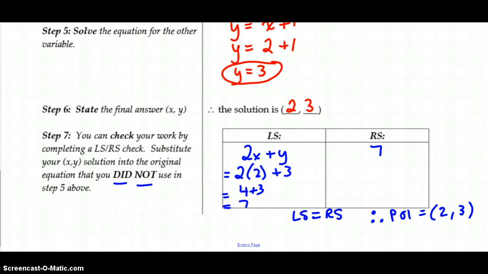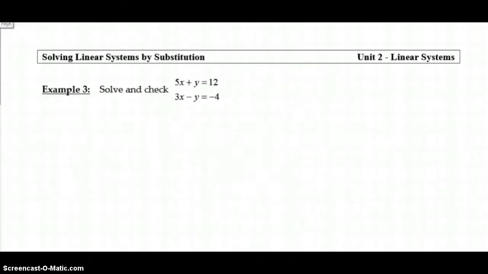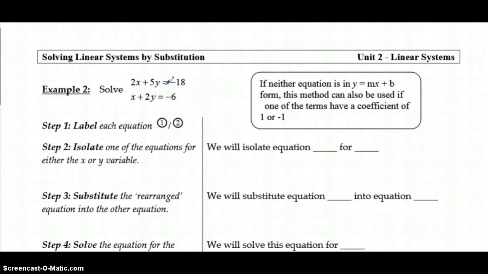Now let's move on to the second example. Alright, so for example 2 here, 2x plus 5y equals negative 18, x plus 2y equals negative 6. You'll notice that neither equation is rearranged into y equals mx plus b form, or neither one has a variable isolated. So when I look at this particular question, it's really easy to rearrange this and isolate for this x term here because there's a positive 1 in front of it. It's going to be a real simple rearrange. Also, if it has a negative 1, it's a pretty simple rearrange as well.